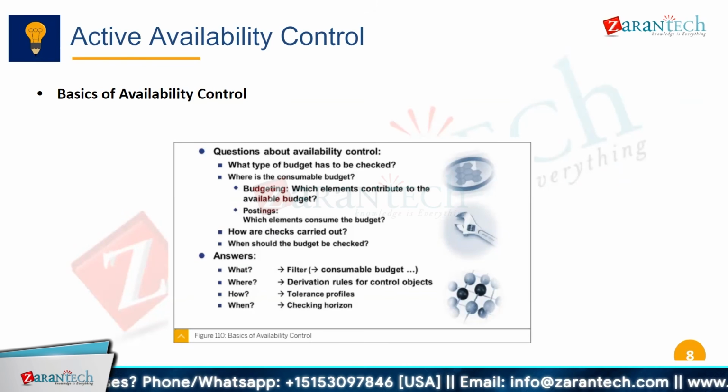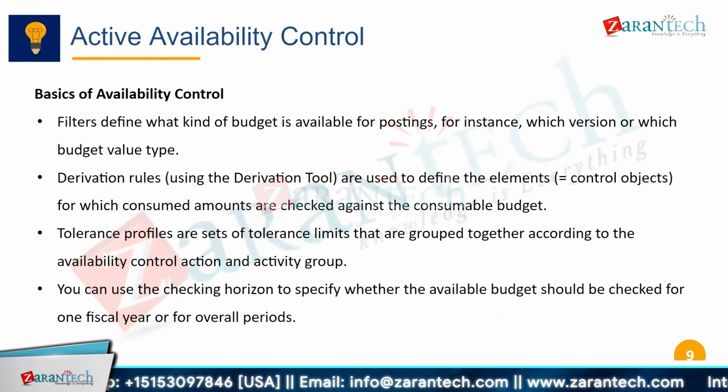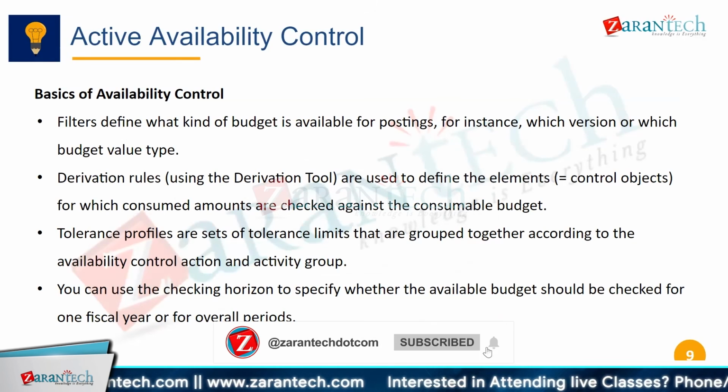So filter, consumable budget, derivation rules, tolerance, and checking horizon. Filters define what kind of budget is available for postings, for instance, which version or which budget type. Then derivation rules are used to define the elements for which consumed amounts are checked against the consumable budget.